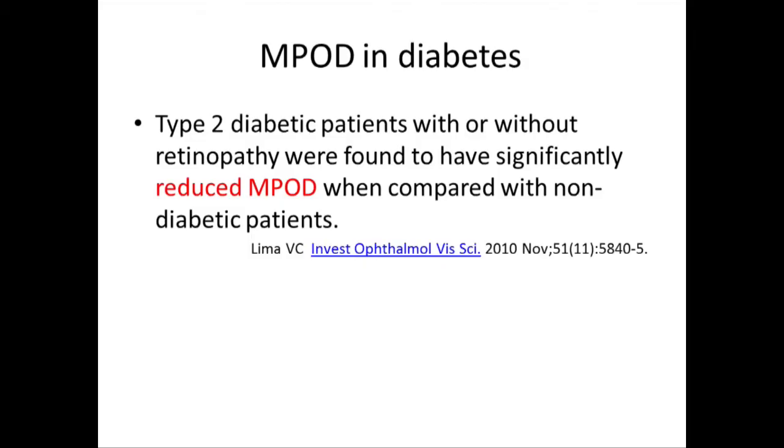And they also correlated it to the lipid profile, to the HbA1c profile, and other variables to find out what exactly this meant in people with diabetes. They found that type 2 patients, with or without retinopathy, had reduced MPOD compared to non-diabetic patients. They haven't correlated this with visual function, so that's what we are doing in our study.